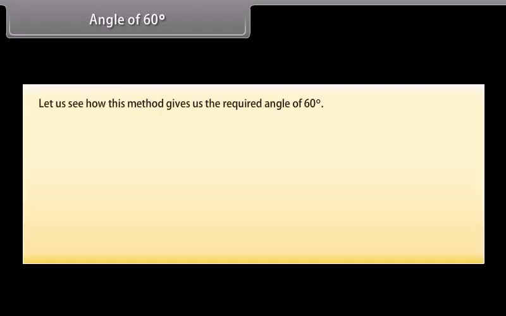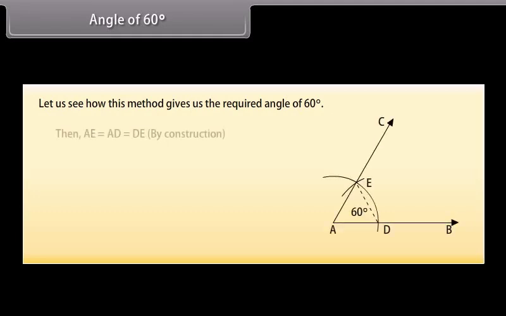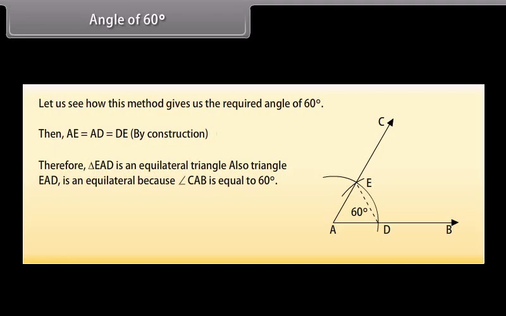Now let us see how this method gives us the required angle of 60 degree. Join DE. Then, by construction, AE is equal to AD, which equals DE. And therefore, triangle EAD is an equilateral triangle. Also, triangle EAD is an equilateral because angle CAB is equal to 60 degree.